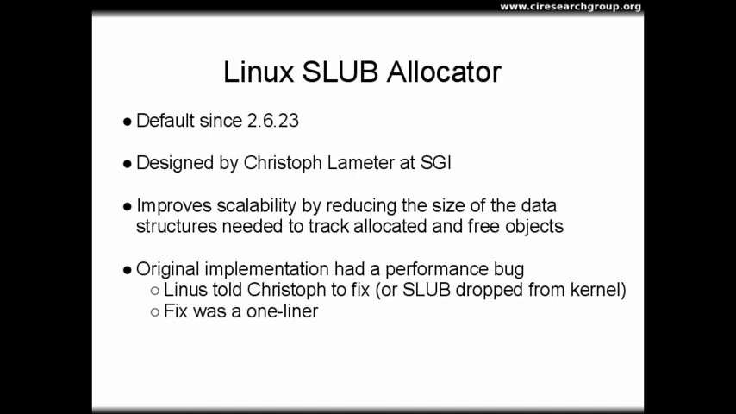The initial implementation of the SLUB allocator contained a performance bug that affected the results of certain memory benchmarking tools. Initially, Christoph believed the bug was of little importance, since the conditions required to trigger it were fairly uncommon in practice. However, Linus informed Christoph that either the problem would be fixed or SLUB would be dropped entirely from the kernel. In the end, it was determined that the bug was caused by adding partially used slabs to the beginning of a linked list instead of to the end of that list. The fix was a change to one line of code, and the SLUB allocator has been the default Linux allocator since 2.6.23.